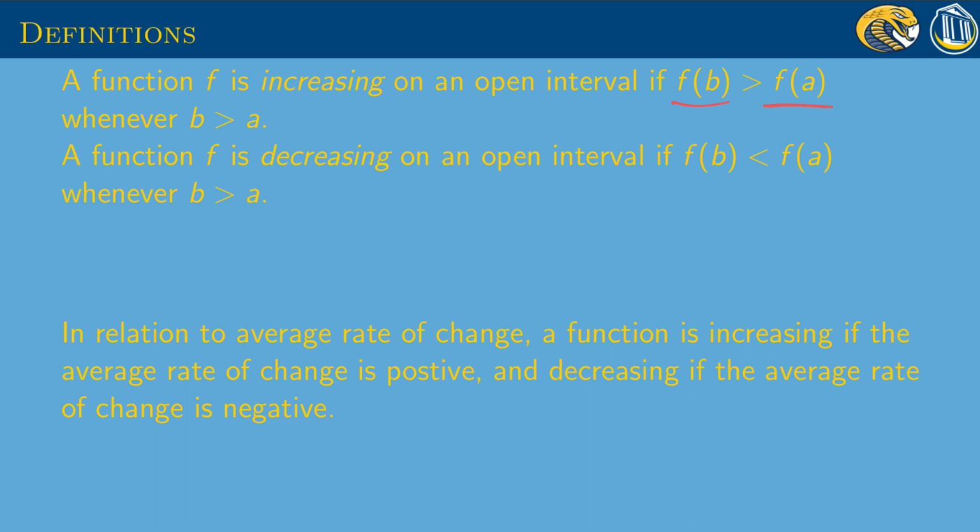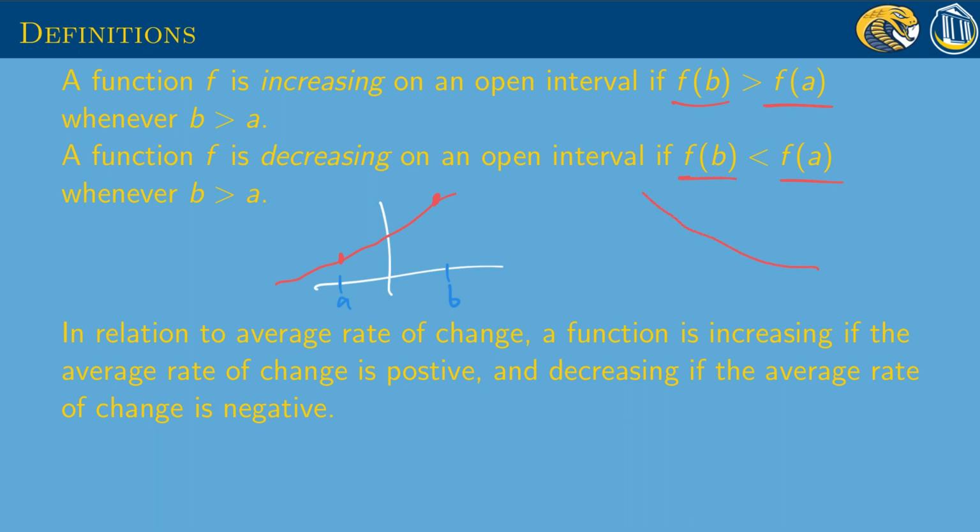Similarly, this means that a function is decreasing if f of b is less than f of a whenever b is greater than a, once again. What that looks like on a graph is if we have 2 points, let's say a and b, if our function is bigger at b than at a, then this is an increasing function, and if the function evaluated at b is smaller than f of a, then it is a decreasing function.